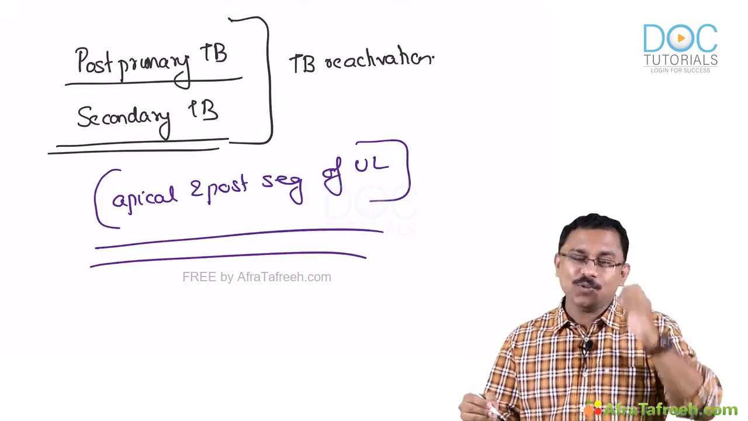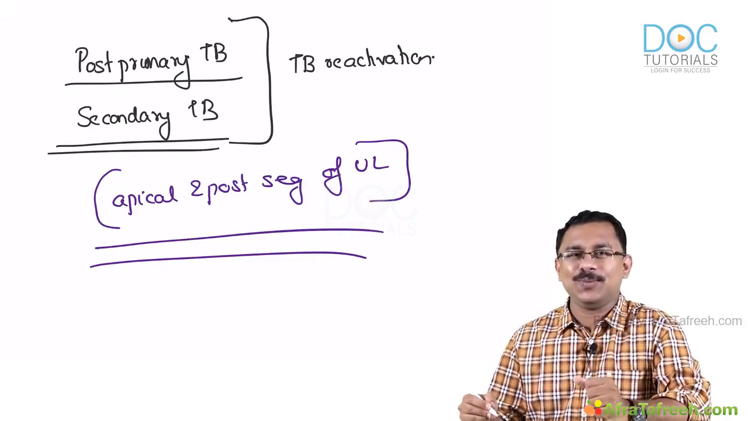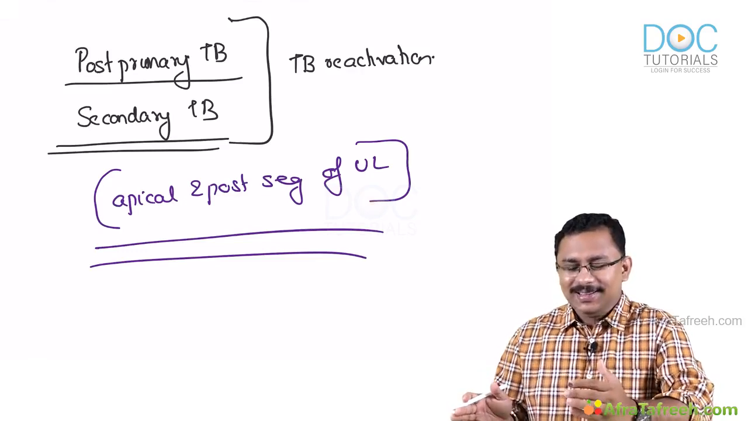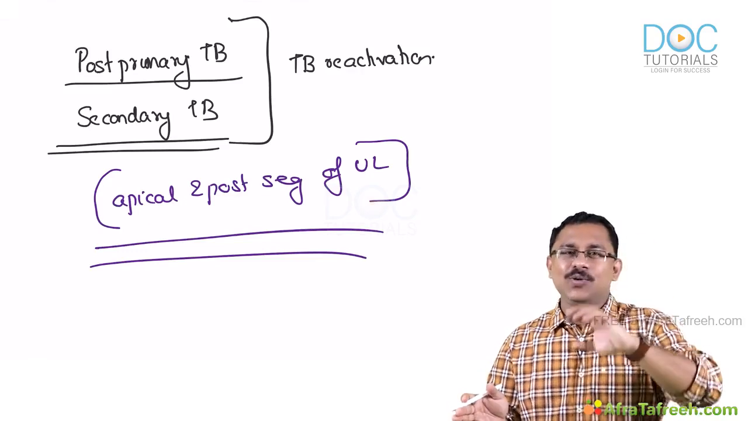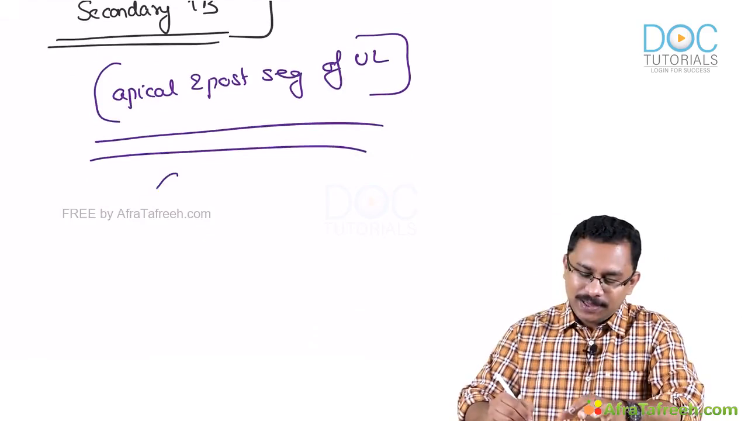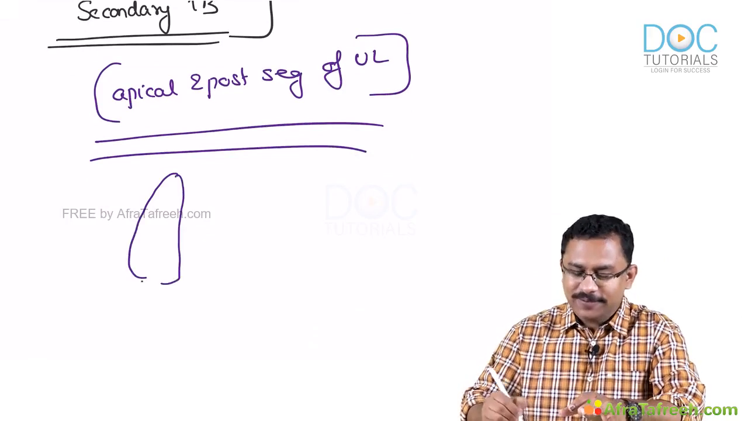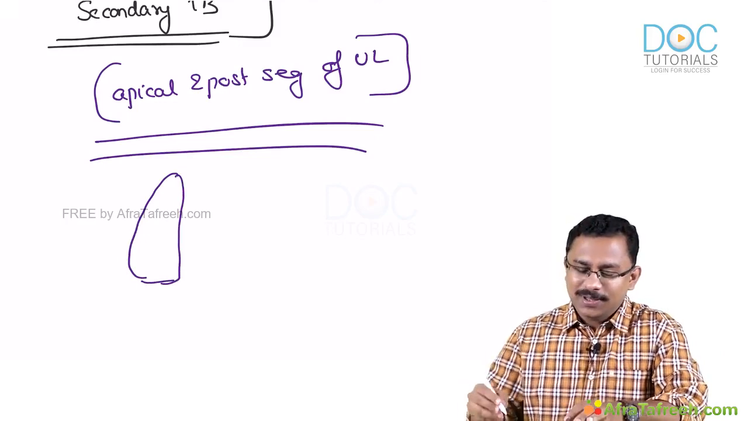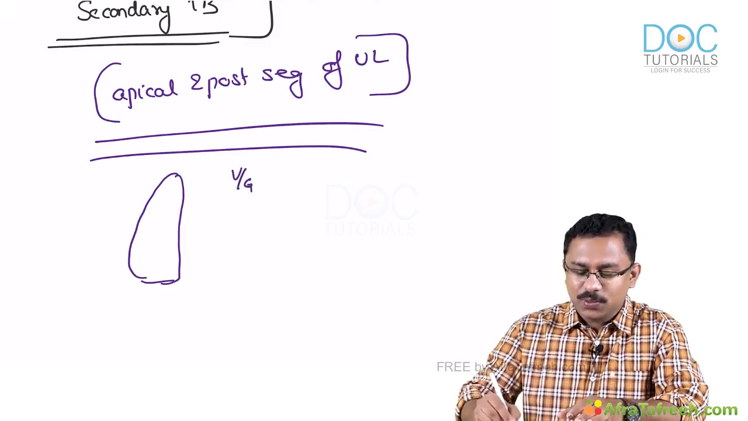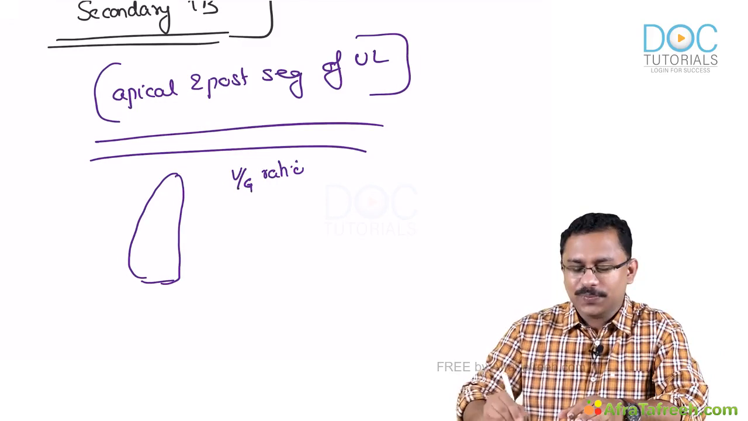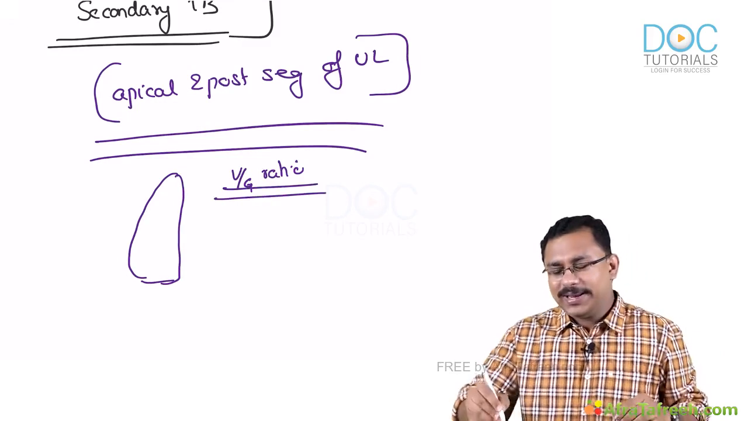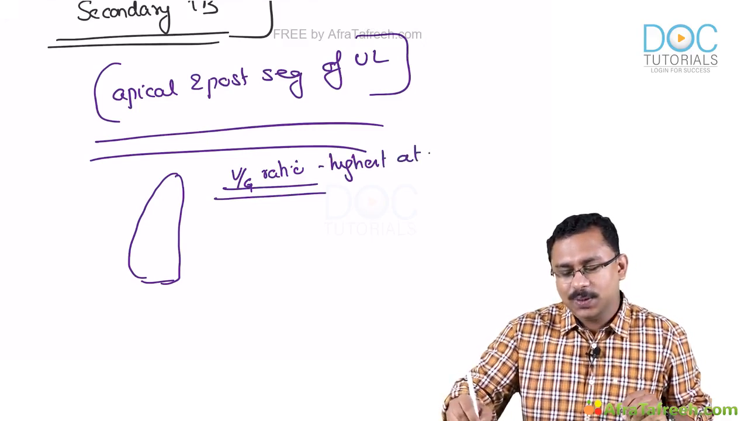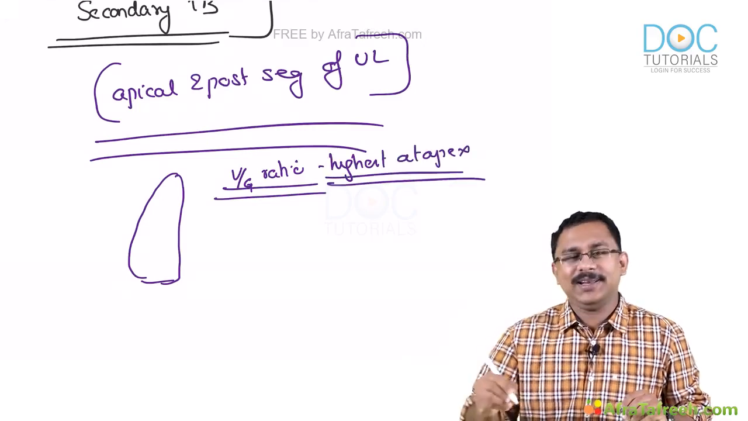in a secondary tuberculosis or a post-primary tuberculosis. Now, I am sure that you know the reason why this infection predominantly occurs in the upper part of the lungs, because you might have learned this in your physiology lessons as well. When you take into account the V by Q ratio, ventilation perfusion ratio, the V by Q ratio is highest at the apex of the lungs.